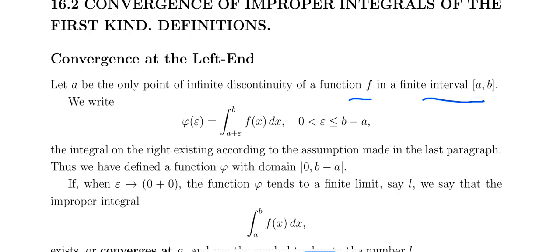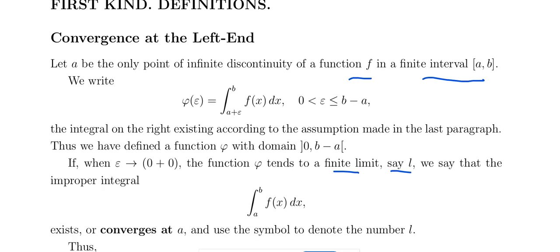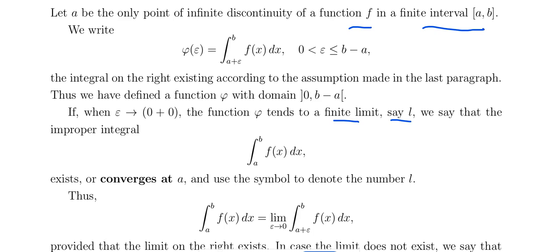So as epsilon tends to 0 plus, that is the right hand limit, the function phi tends to a finite limit, that is called L. So the improper integral a to b f of x dx exists and converges at a.